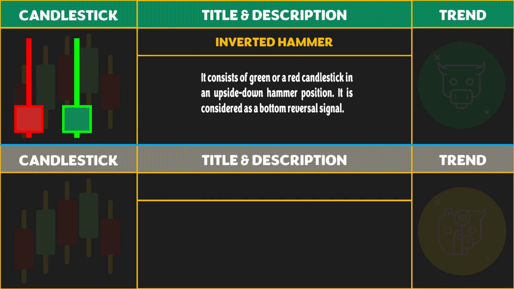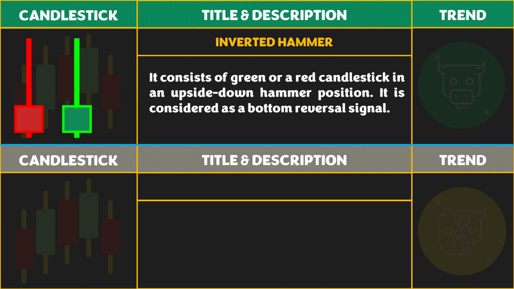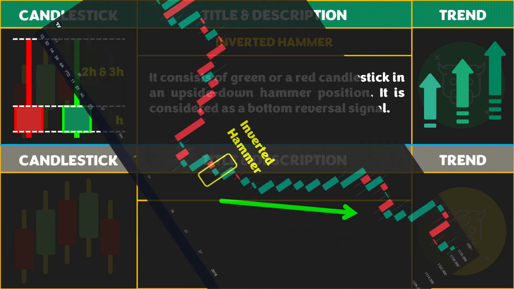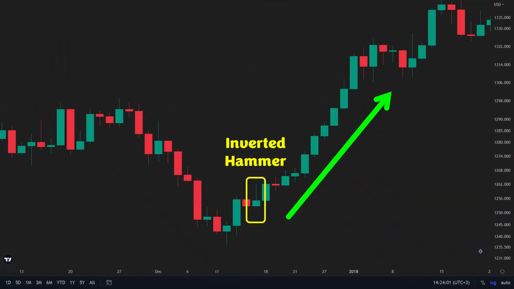Inverted hammer. It consists of a green or a red candlestick in an upside-down hammer position. It is considered a bottom reversal signal that needs confirmation on the next candlestick. In other words, it is a signal that there will be a rise in prices. Most traders believe that for a candle to be a valid inverted hammer, the top wick must be at least 2 or 3 times larger than the candle body, and the body of the candle must be at the upper end of the trading range. An example of the inverted hammer is shown in the image. After the formation of the inverted hammer, it is seen that prices rise.